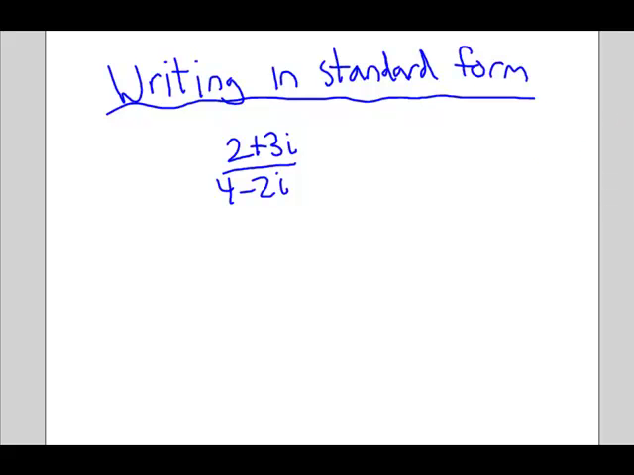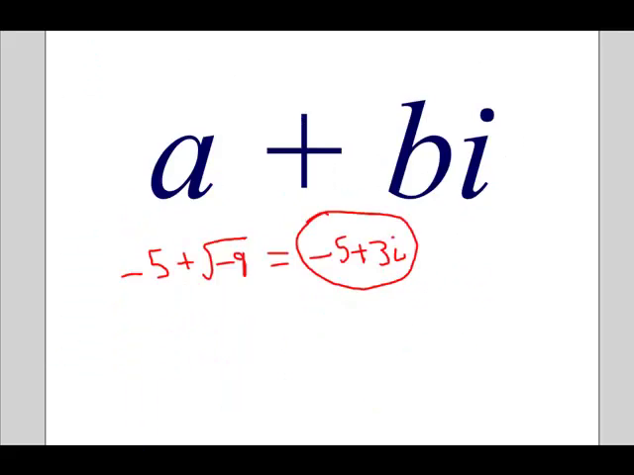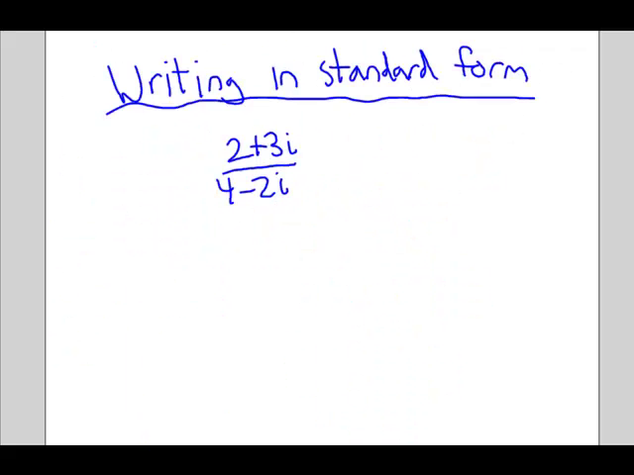So you're thinking, what's the point of the conjugate? If we're given the term 2 plus 3i over 4 minus 2i, and we want to get this in standard form, remember, standard form is a plus bi. Well, we're going to use the conjugate. We multiply the bottom by the conjugate and the top by the conjugate. The conjugate of the bottom is 4 plus 2i. We multiply that on the top and the bottom.